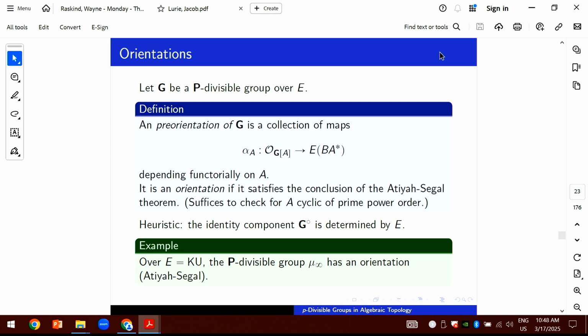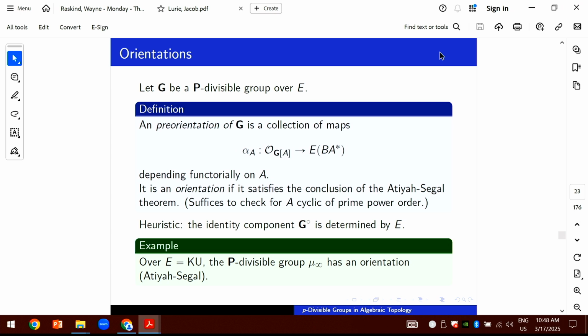And let me just mention, that's almost an if and only if in a certain sense. That is, if I had a general cohomology theory E, what does it take to have an orientation of this multiplicative p-divisible group? Well, after profinite completion, it turns out E has to be an algebra over Ku. So Ku is kind of the universal example of a cohomology theory where you have a datum like this.